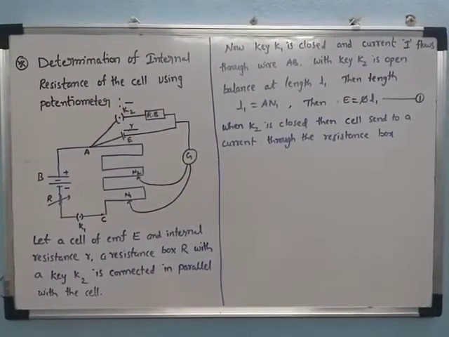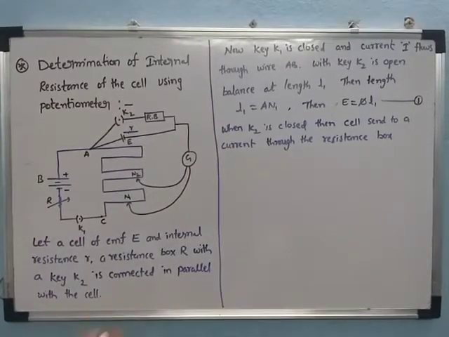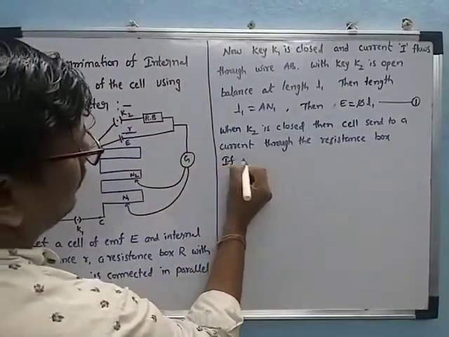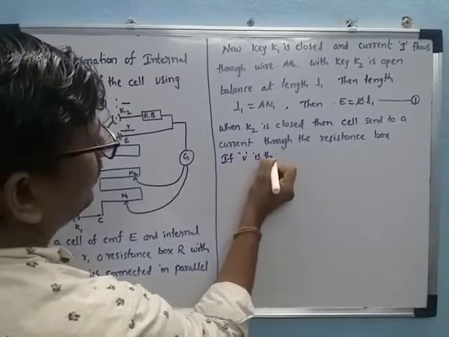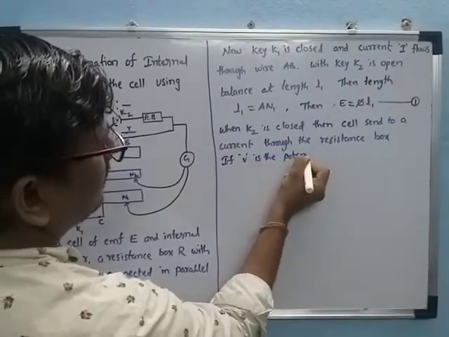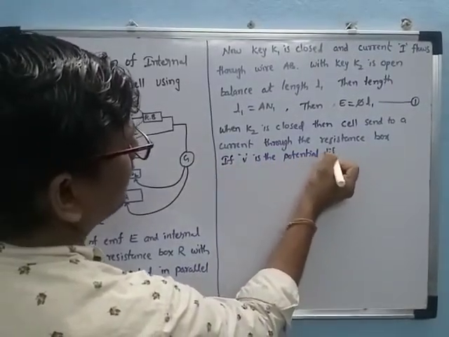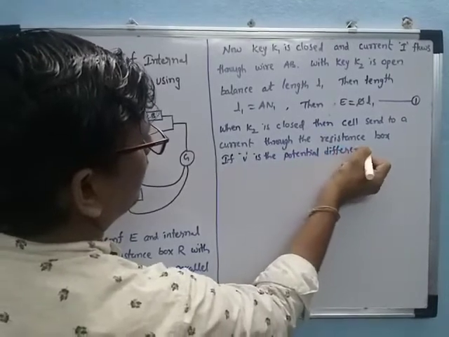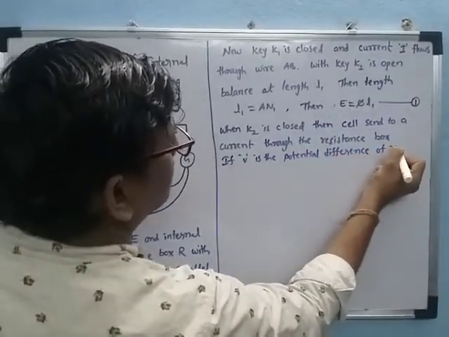If V is the potential difference of the resistance box.